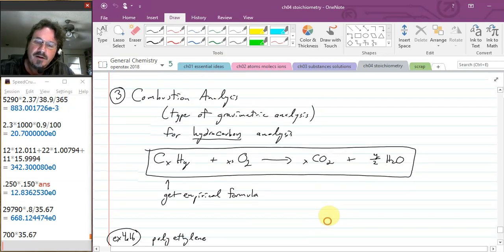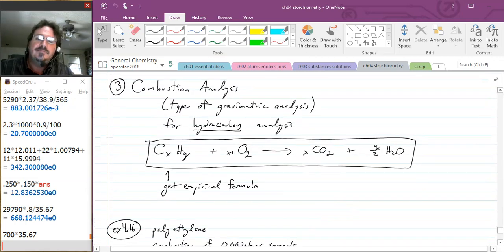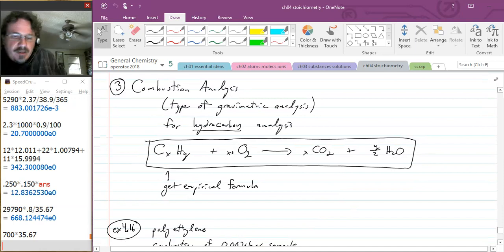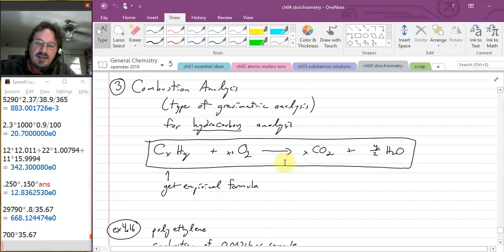All right, number 3, and here's the last one, combustion analysis. Now actually, combustion analysis is another type of gravimetric analysis where I have a change in state, and then I therefore can separate out that one little thing and weigh it or measure it somehow and figure out how much of it was there. Now, combustion analysis is used to analyze some hydrocarbon.